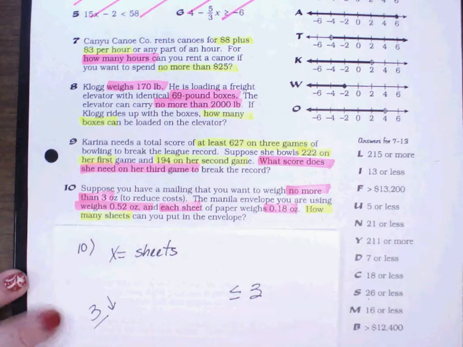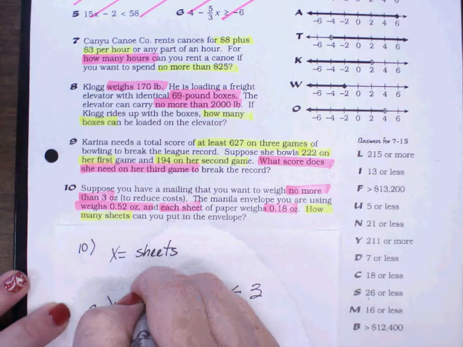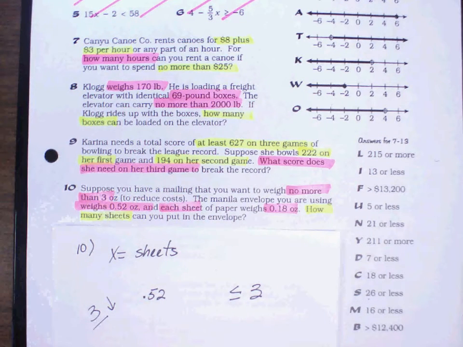So can it be 3? Yes. Can it be lower than 3? But it cannot be higher, right? So it has to be less than or equal to 3. All right, what's on the other side? How much does the envelope weigh?